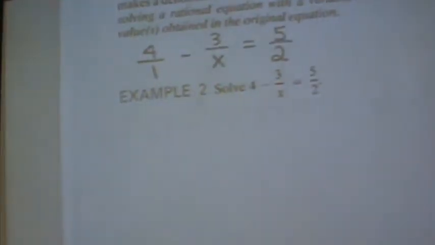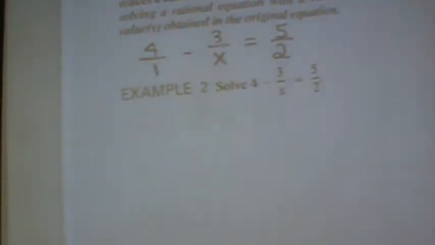Can anyone tell me what the common denominator is? Least common denominator is? Is it 2x? Good, 2x. Anyone else have a different suggestion? 2x is correct. So you gotta multiply everything by 2x? Yep, 2x. How did you get 2x? Because you look at these numbers, 1x and 2x, or 1x and 2. 2x is your common denominator.